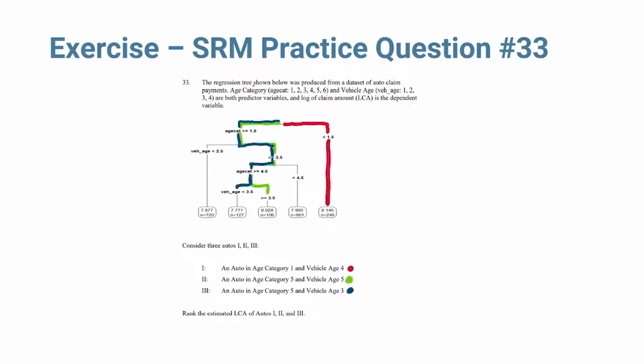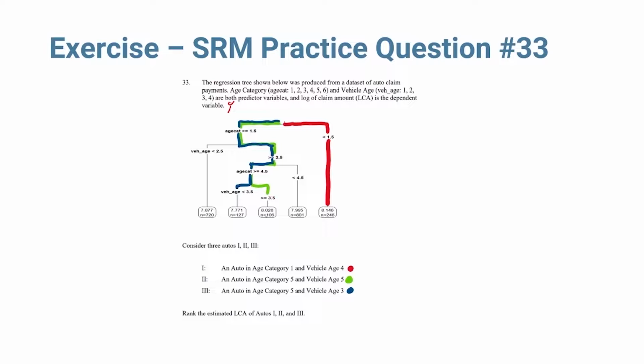So the question is, the regression tree shown below was produced from a data set of auto claim payments. Age category, age cat, and vehicle age are both predictive variables, and the log of claim amount is the dependent variable. So this is Y. So the first question is age cat greater than 1.5? So they go right. So I should say, no, they go under this branch because age cat is less than 1.5. The second person is in category 5. So their age category is above 1.5. So they go left. And then their vehicle age is 5. So that puts them over here.